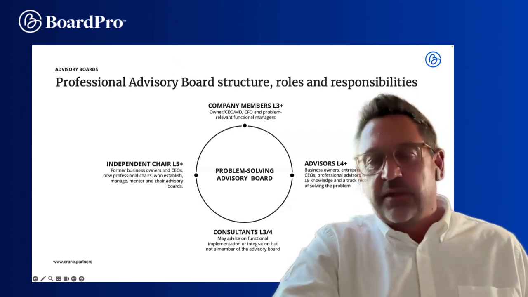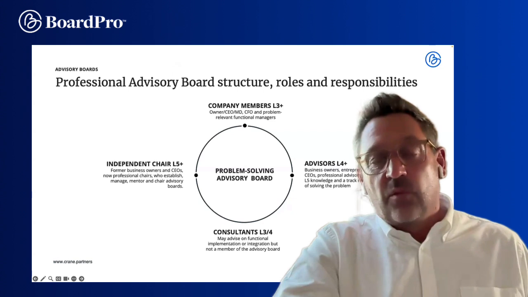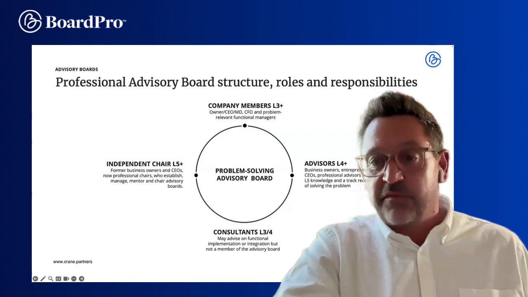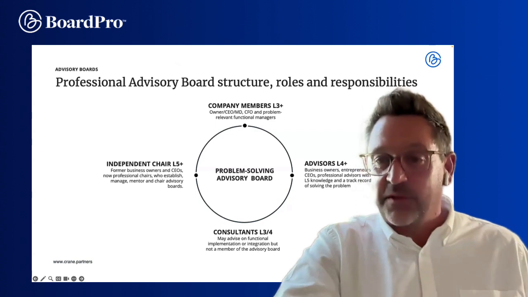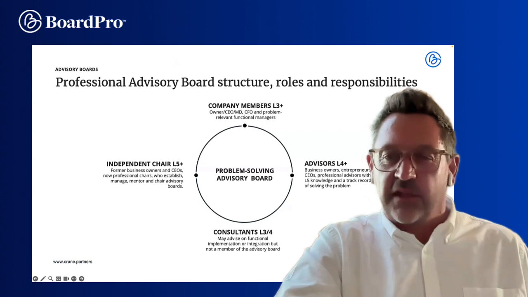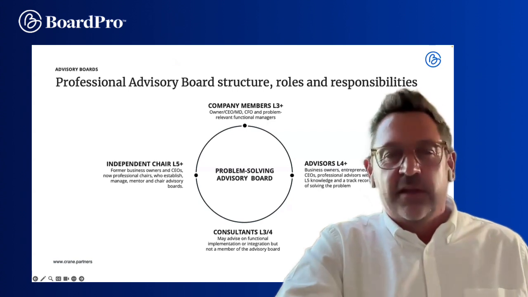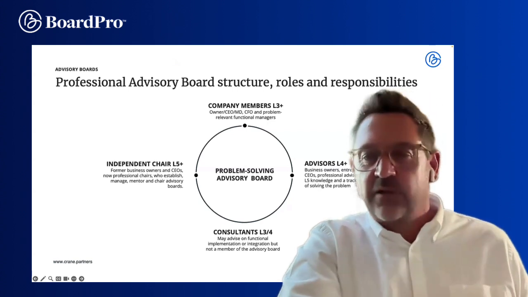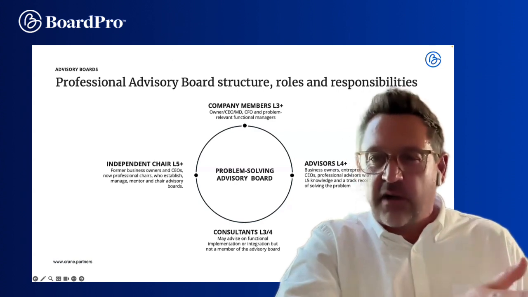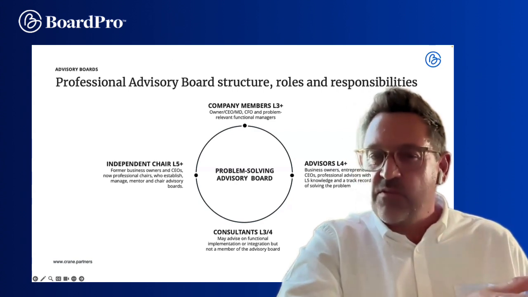On the advisory board, there's usually the owner or the CEO of the business. We do not usually entertain governance board members on the advisory board, for reasons that become obvious later. We don't want a crossover between the 2 roles. There's usually the CFO, which helps us with the metrics. And there's usually the functional head or manager of the business in the particular area we're dealing with. So maybe 2 to 3 people.